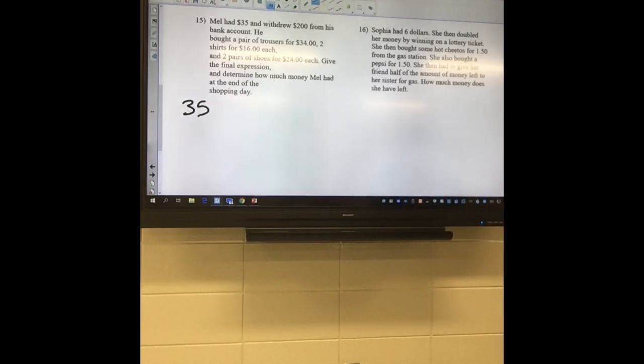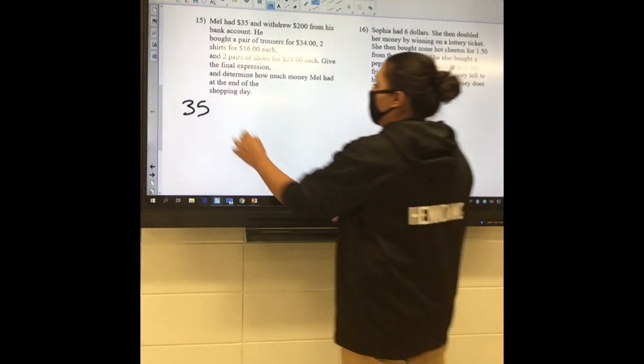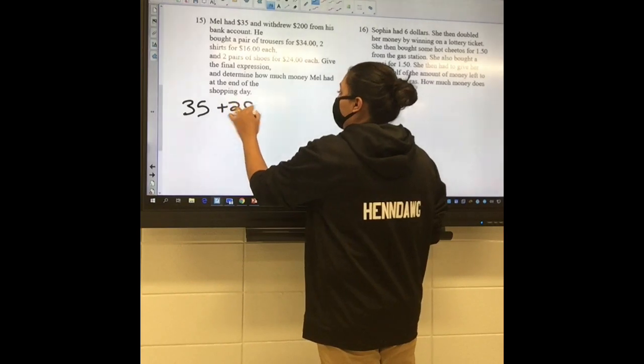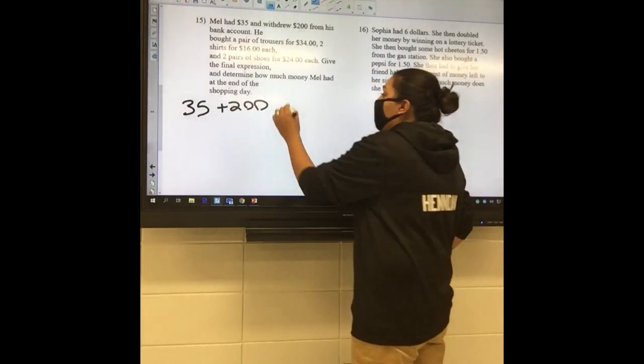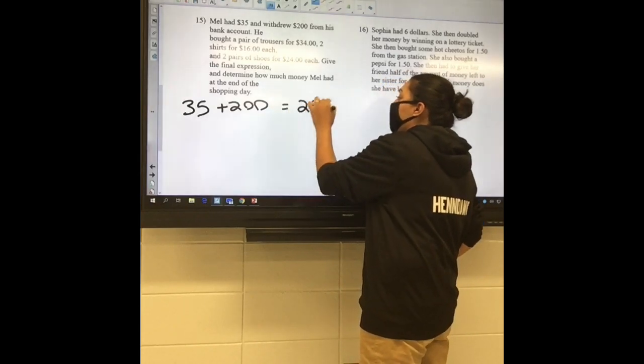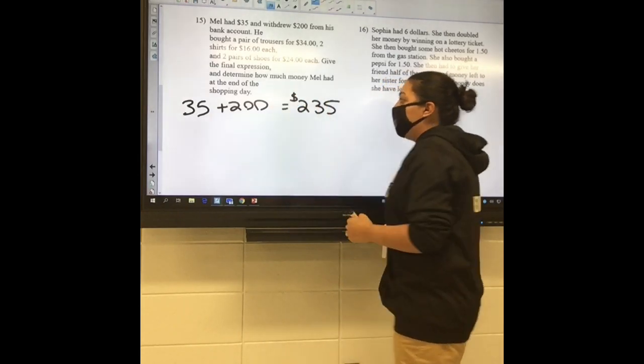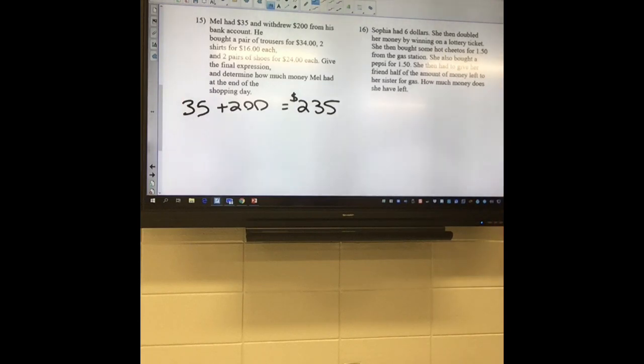So he is shopping with his money, obviously, because he's getting money out. So we know that he's got $200 more. So we need to add the $200 to it. So now how much money does he have? He's got $235 in his pocket. All right. So what's the first thing that he bought?